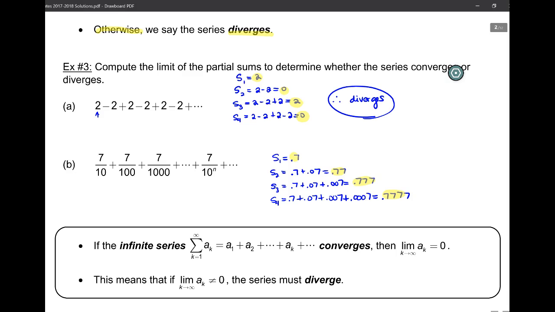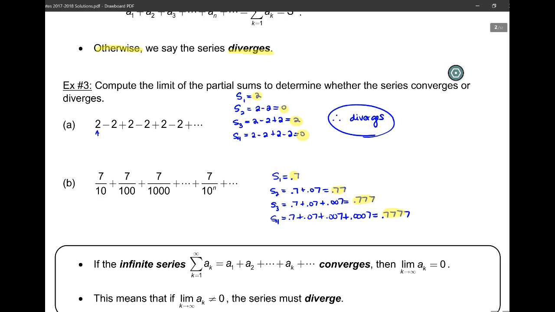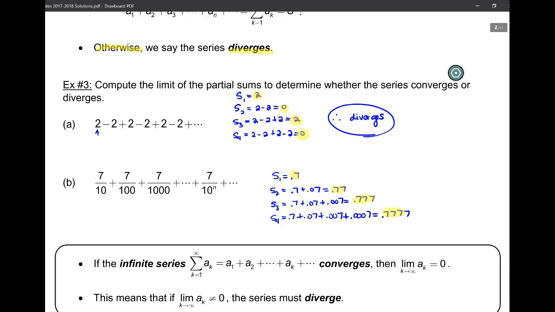And so since this has a limit, and 0.7 repeating is actually equivalent to 7/9. So therefore it converges to the limit of 7/9.